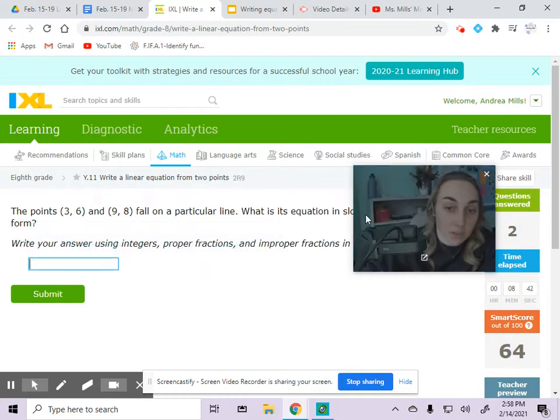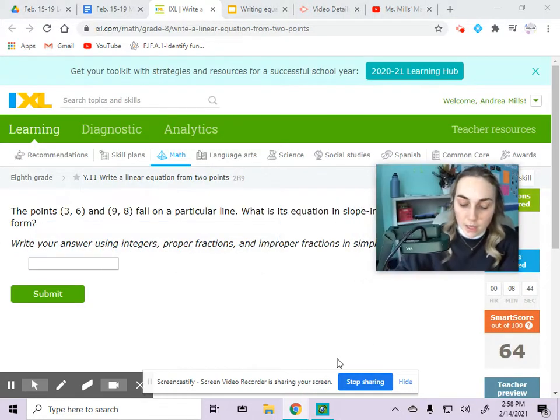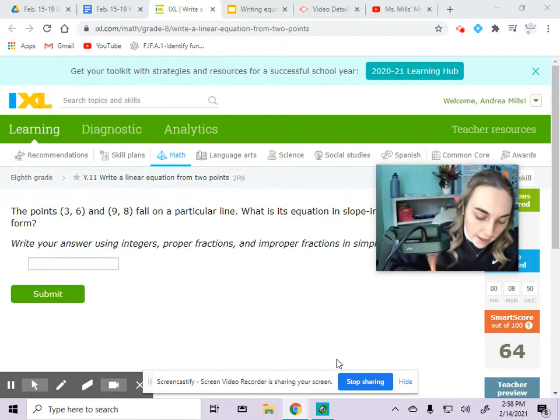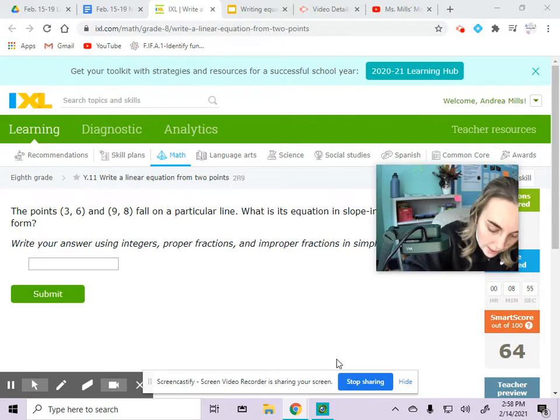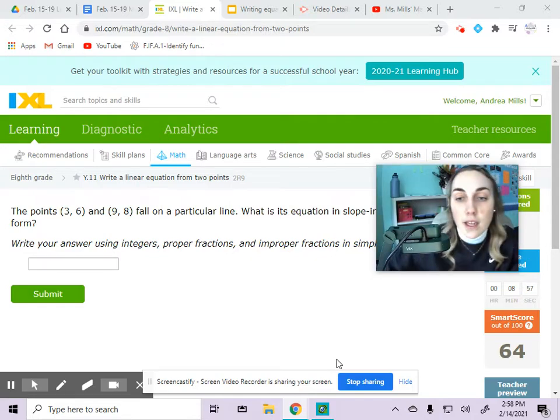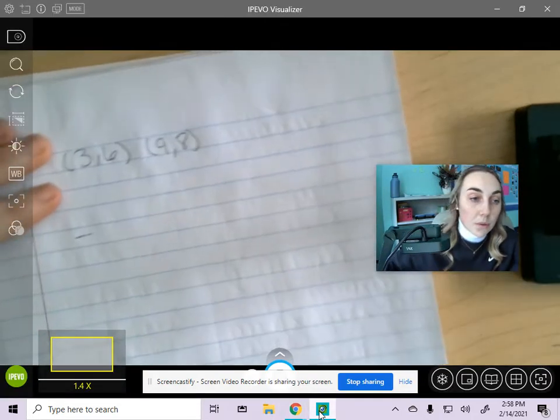All right, so this time you're going to have to write it out yourself. I just want to show you how to do that real quick. So we have our 2 ordered pairs. We have 3 and 6, and we have 9 and 8, and we need to find our slope first. So let's do that real quick.